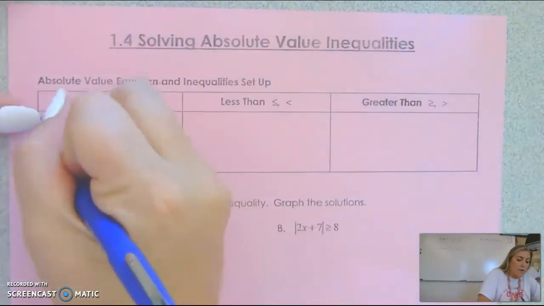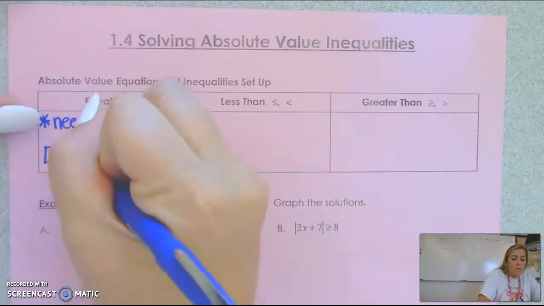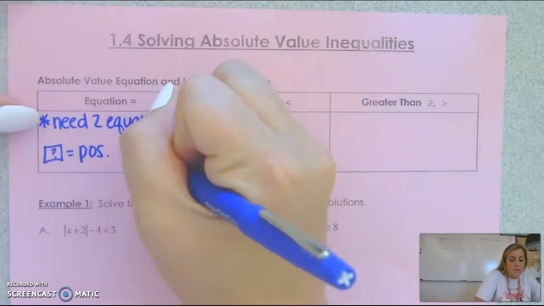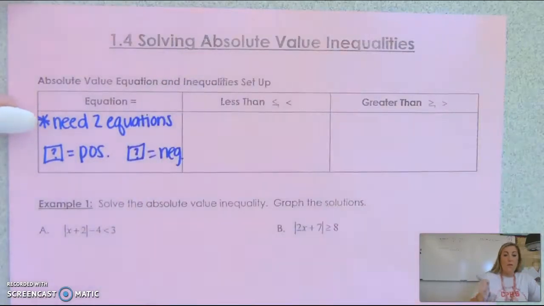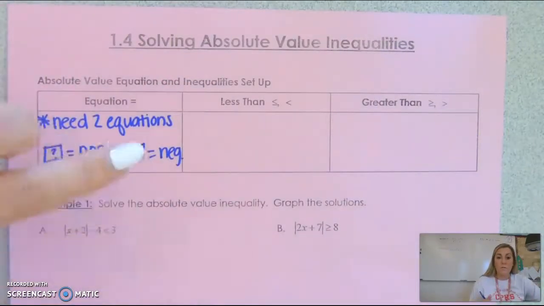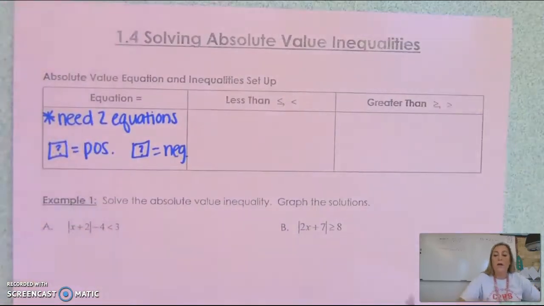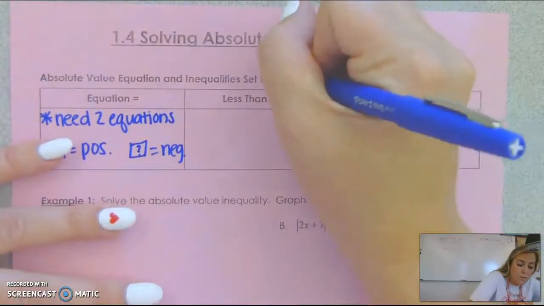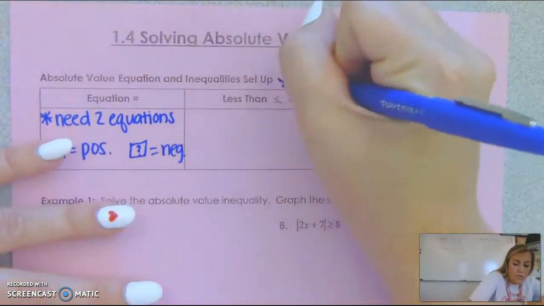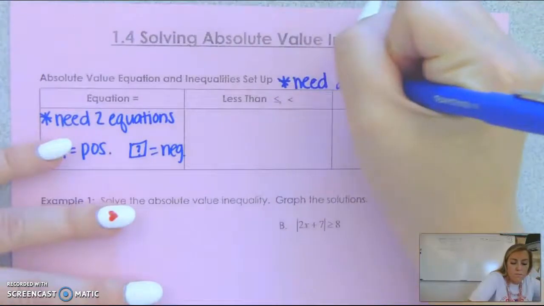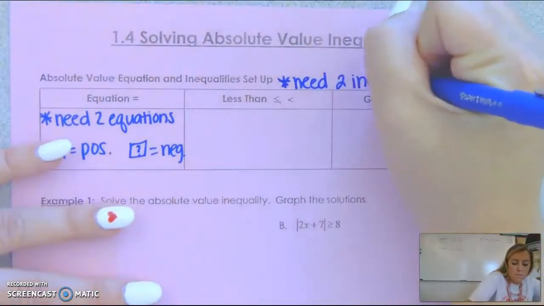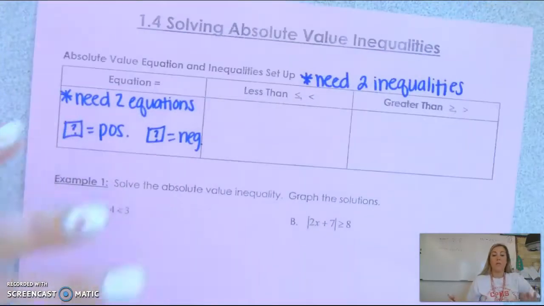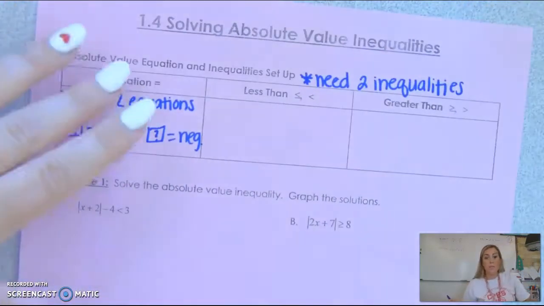So remember, we have our answer here. We don't know what that is, but it's set equal to a positive, and then the same thing with a negative. So that we already learned and we know how to do that. But let's talk about if we have an inequality that's absolute value. So when we're working with inequalities, we need two, just like we did with the equations.